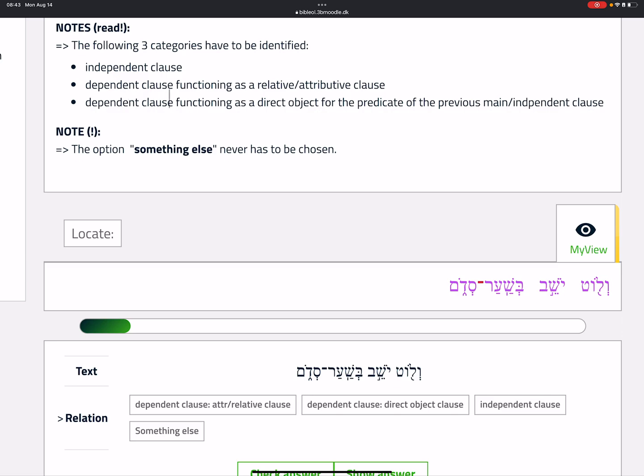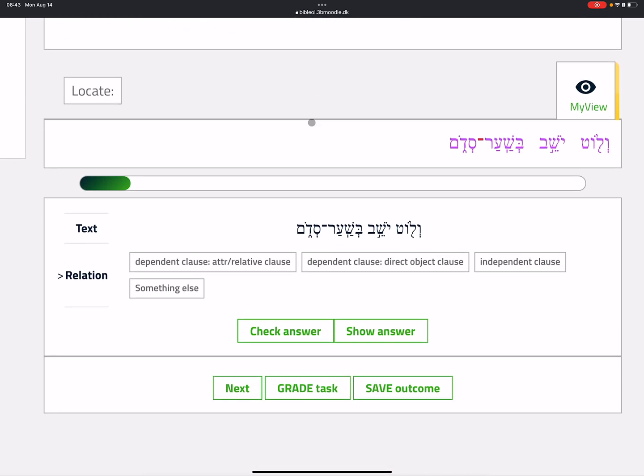If it's a dependent clause, you need to differentiate between that dependent clause functioning as a relative or attributive clause, or whether that dependent clause functions as a direct object clause. Again, when it comes to definitions, make sure that you consult the syntax document of the Old Testament department.